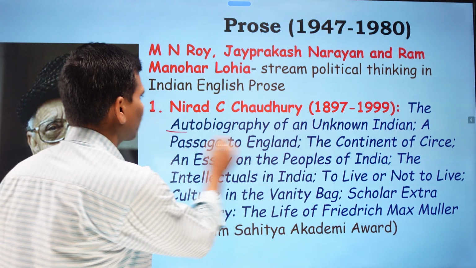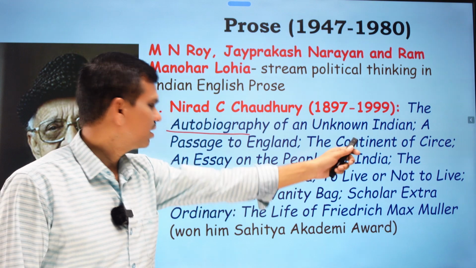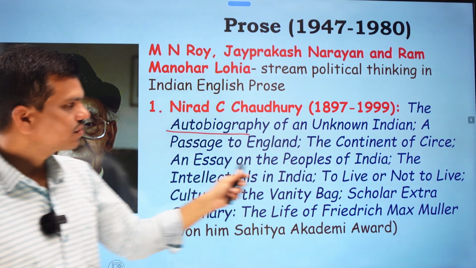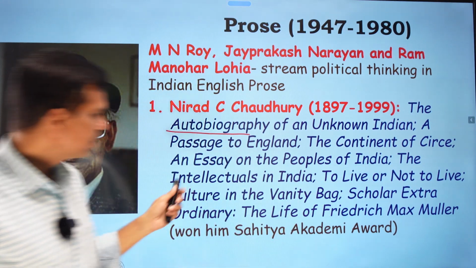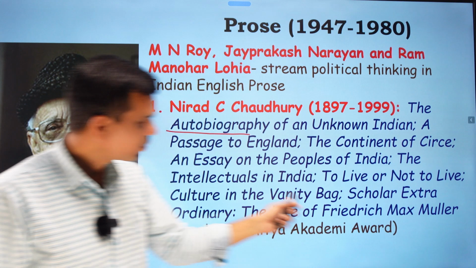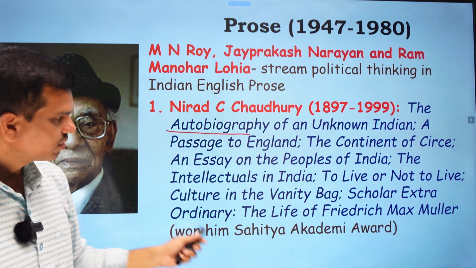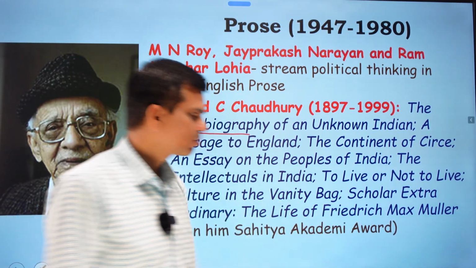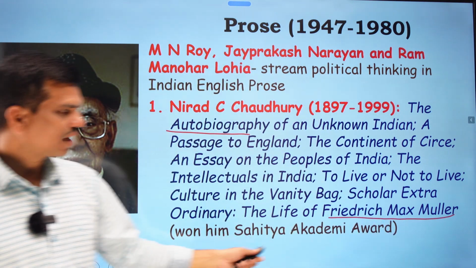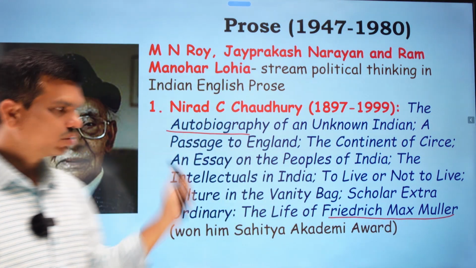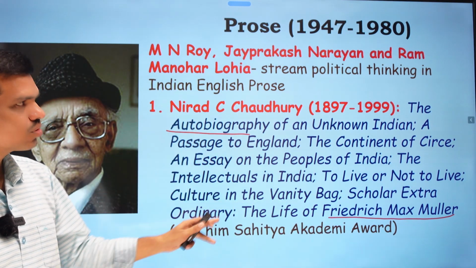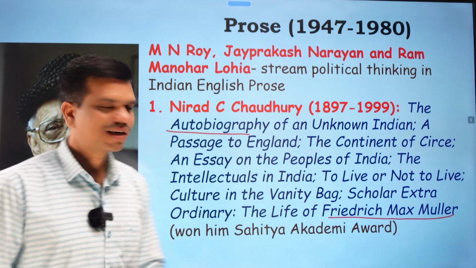It is his autobiography, from the title you can understand. Then A Passage to England, The Continent of Circe, an essay on the peoples of India. Then The Intellectuals in India, To Live or Not to Live, Culture in the Vanity Bag, Scholar Extraordinary, the life of Friedrich Max Muller. Now this biography piece has won him Sahitya Akademi Award, Nirad Chaudhary. So this is very important. Scholar Extraordinary, you can see. These are some of the prose pieces by Indian writers in English.